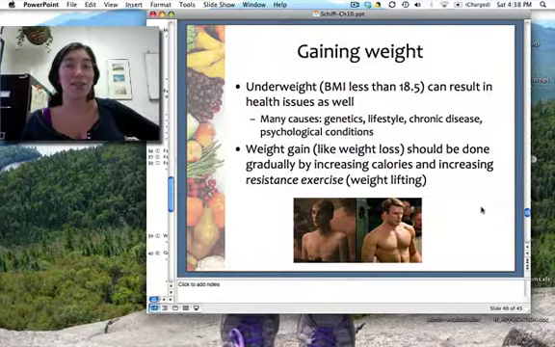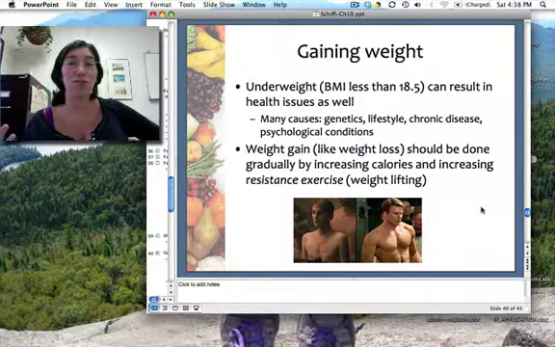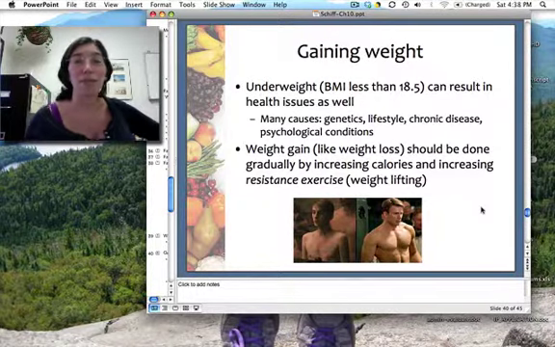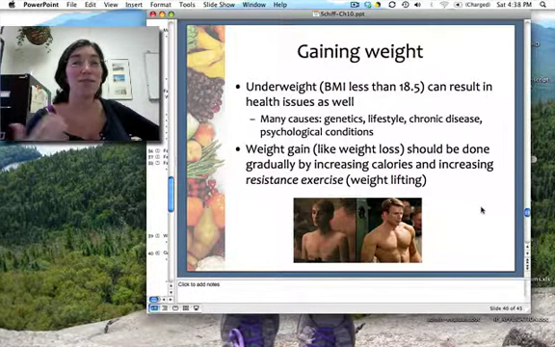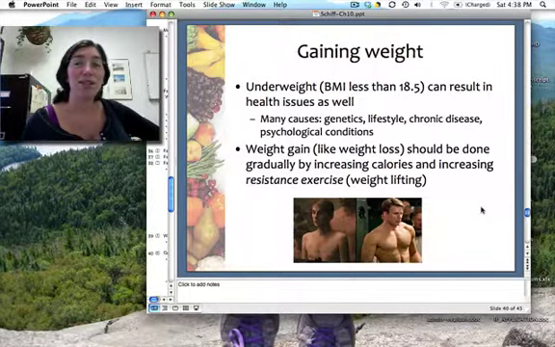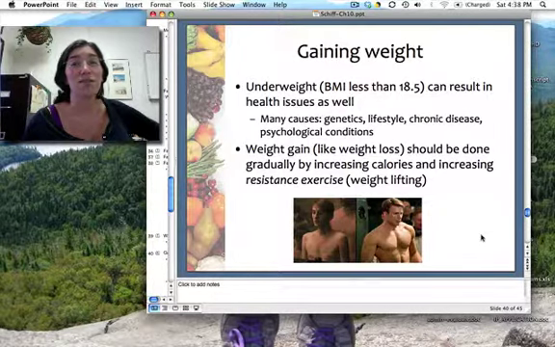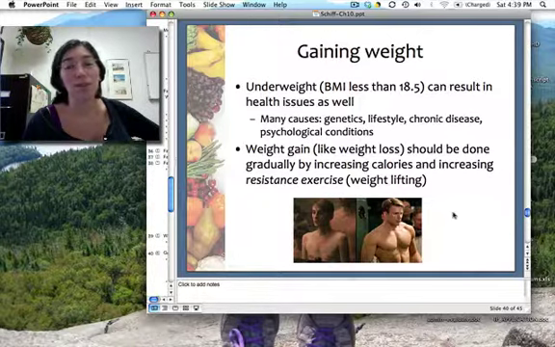There's a lot of different causes of underweight. Sometimes people are underweight just genetically. They have a fast metabolism, or they have a very active lifestyle. They either don't have time to eat, or they burn so many calories from physical activity, and they don't know how to eat enough to maintain their calorie burning. Chronic diseases can cause underweight if you have issues with absorption, or a disease that causes you to lose your appetite, like cancer, and psychological conditions like eating disorders, which we'll talk about in a minute.